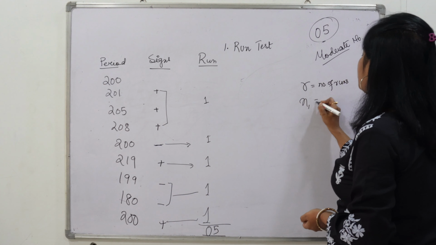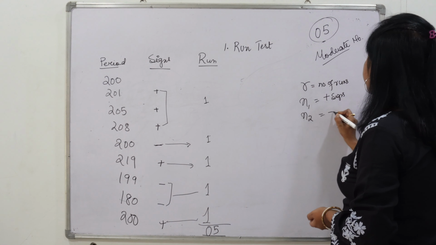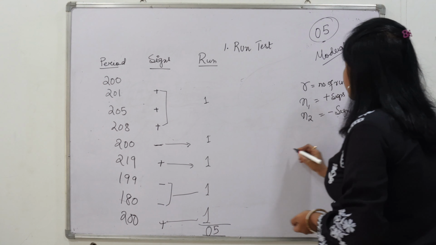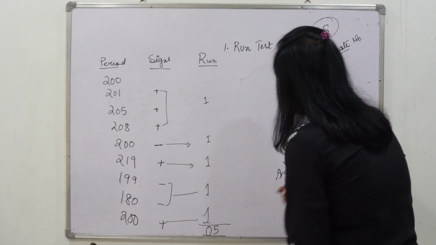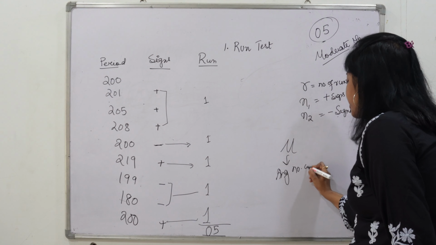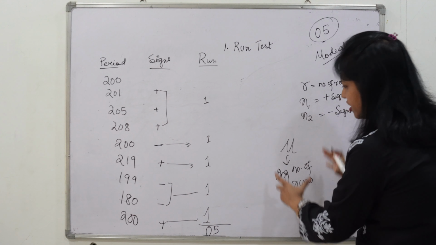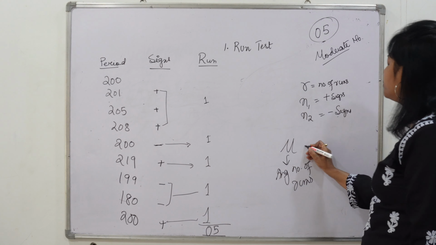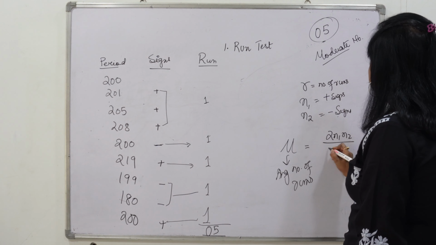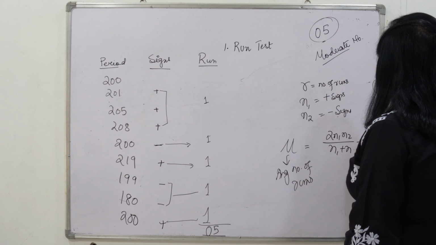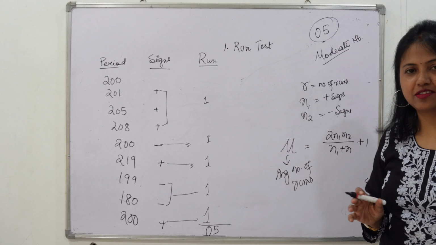We need N1, N1 means positive signs. We need N2, that is negative signs. And then we have mu, which means the average number of runs. How much should the average number of runs be? Because we are looking for the average number of runs, not very high, not very low, just the average or moderate number of runs. So mu is equal to 2 times N1 into N2 divided by N1 plus N2, plus 1. Okay, so we need the average number of runs.